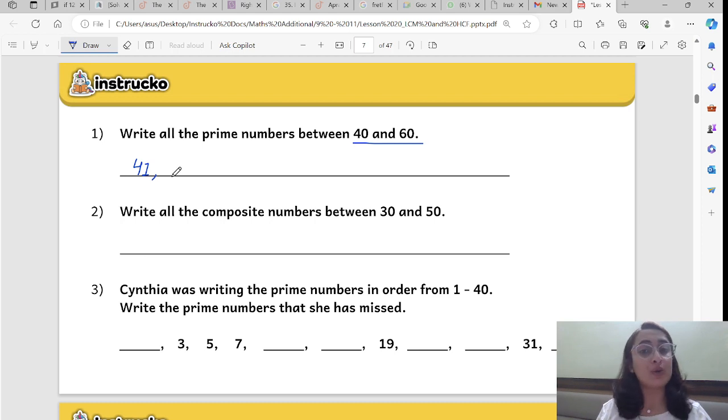Okay. 42, no, because it is an even number. Okay. Next, 43. Yes, 43 is also a prime number. 44 is not a prime number because it is an even number. 45 is not a prime number because it is divisible by 5. 46 is not a prime number because again it is an even number. 47, however, is our next prime number. Okay. Again, 48 is not a prime number. 49 is also not a prime number.